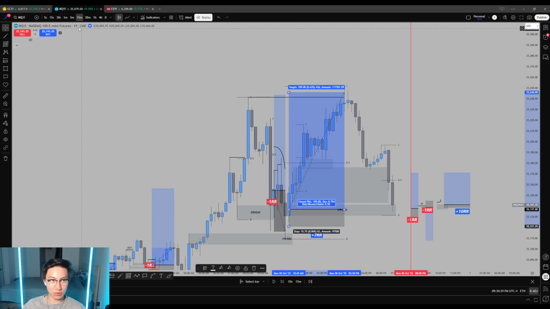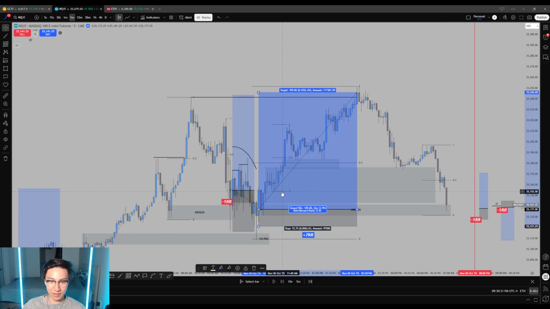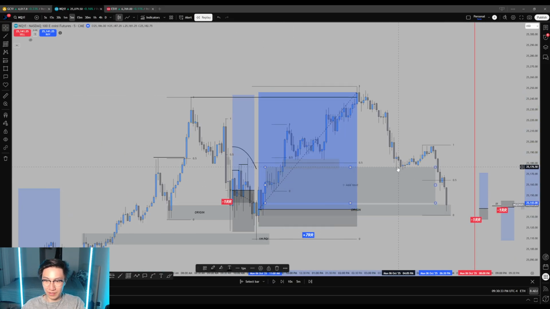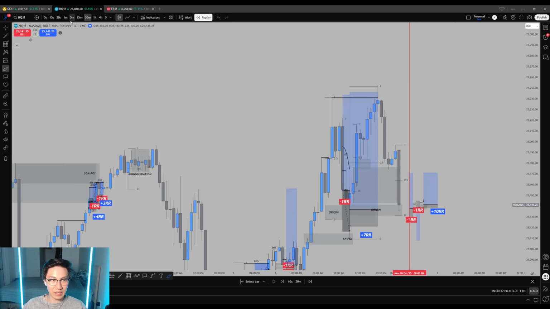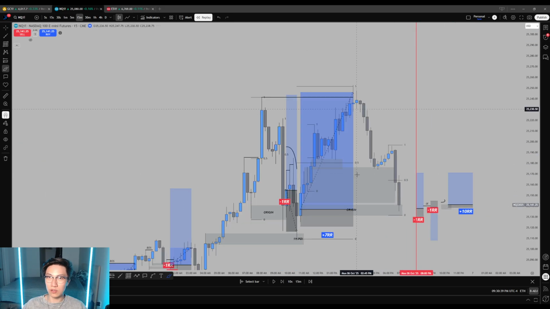On the 15 minute, no refinement. See anything on the 5 minute? There is refinement on the 5 minute. As you can see, this 30 minute actually got mitigated here. Let me see, did it? Yeah, it got mitigated earlier. So no longer valid in terms of the 30 minute PY. You want to look for different PYs that are unmitigated in this case.